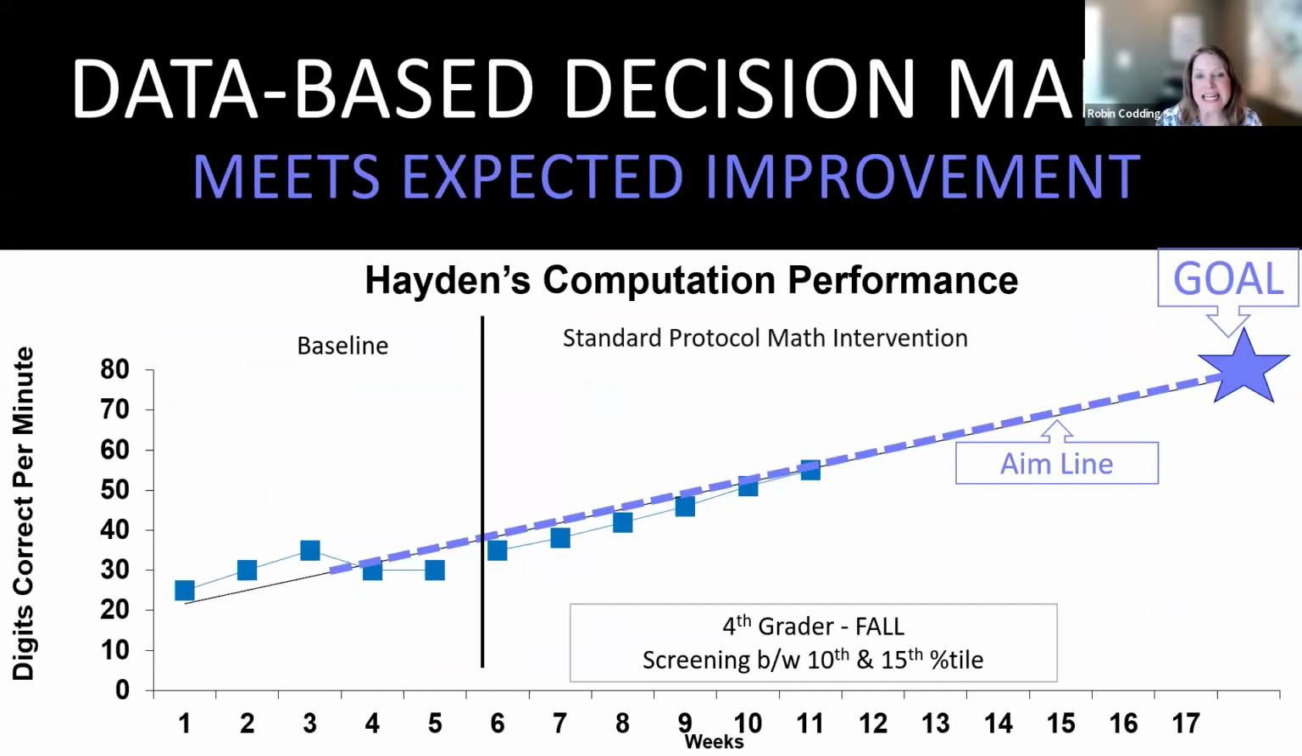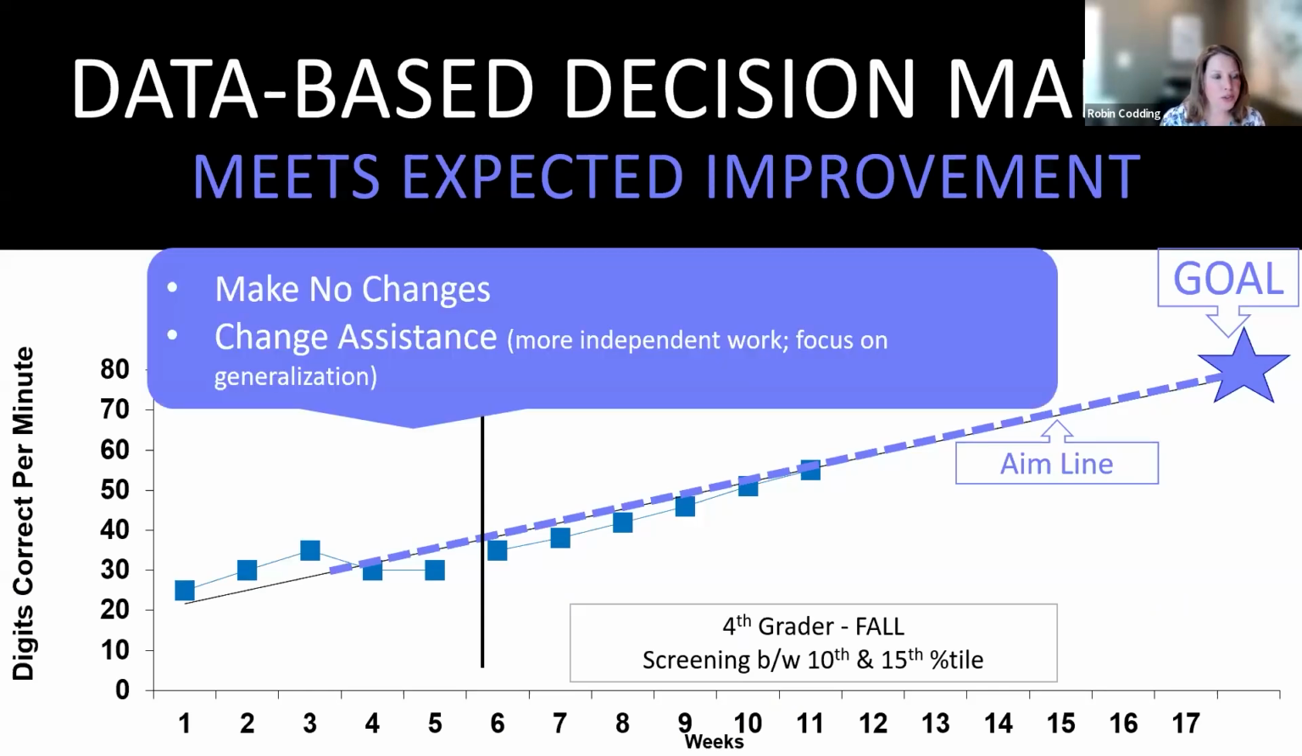Now, how does that look when a student is making expected improvement? I think this is really important because we sometimes forget about this when a student started out slow, low, or absent in terms of their progress, and then they start to make progress. So in this case, the aim line and the data path are on top of one another. So here you could decide not to make any changes because the student is making the progress that's anticipated, or you can think about changing assistance, which is our 3rd dimension about the instructional hierarchy. You might think about making a more independent focus on generalization, have them do more independent work or assistance.